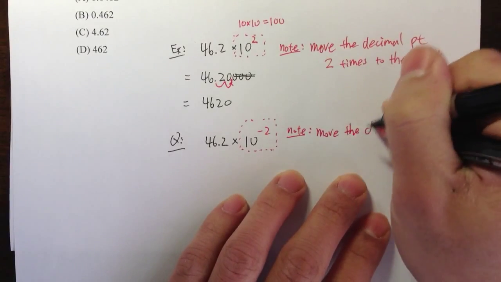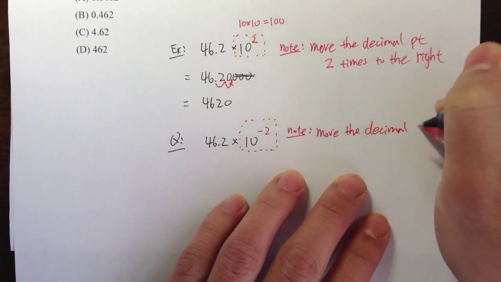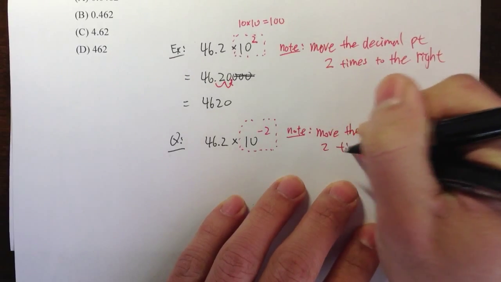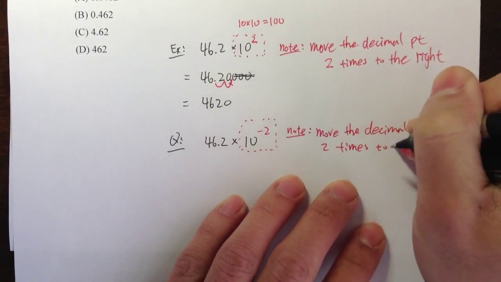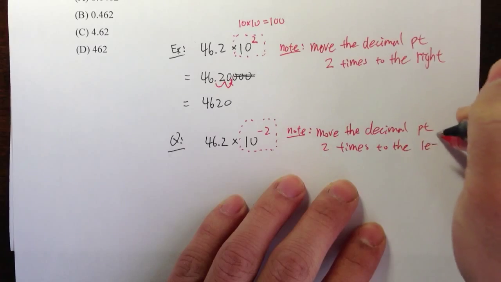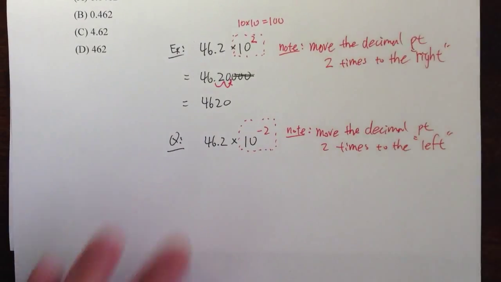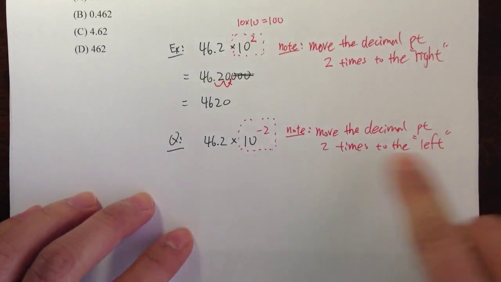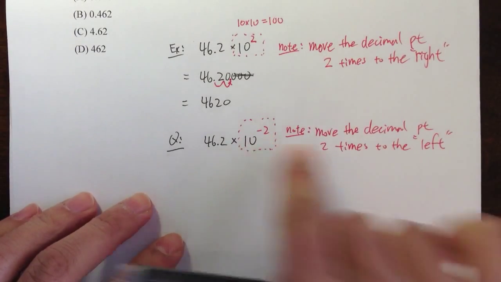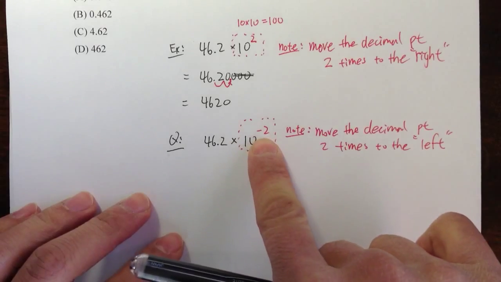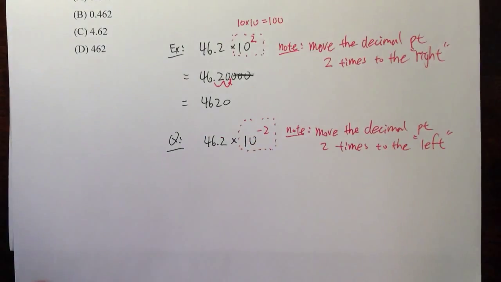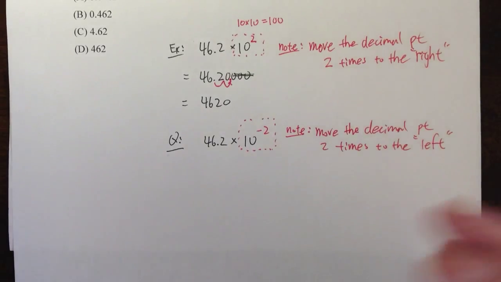Move the decimal point 2 times to the left. Okay, and let me put it in quotation marks. It's left. Just remember that it's left because you see a negative exponent. Okay, I don't want to get into too much detail in terms of what the negative exponent means. That's usually more in the algebra topic.